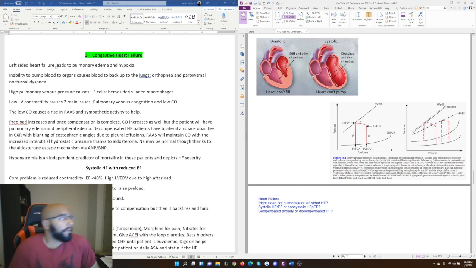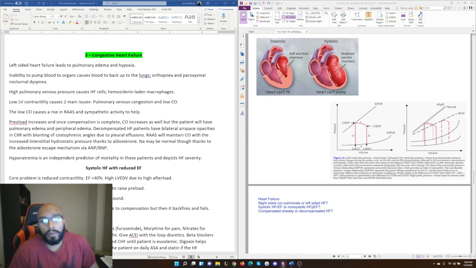So over here, I've written left-sided heart failure leads to pulmonary edema and hypoxia. Obviously, if your left heart is not working, then blood is going to back up into the lungs. Inability to pump blood to organs causes blood to back up to the lungs. Patients get orthopnea and paroxysmal nocturnal dyspnea. Because of this, patients are unable to lie flat in bed. So what you'll often see is that the patient is using multiple pillows to sleep correctly. The pulmonary edema also causes the same kind of issue in these patients.